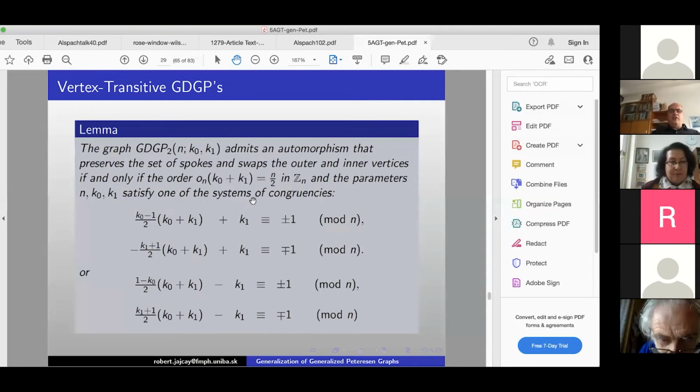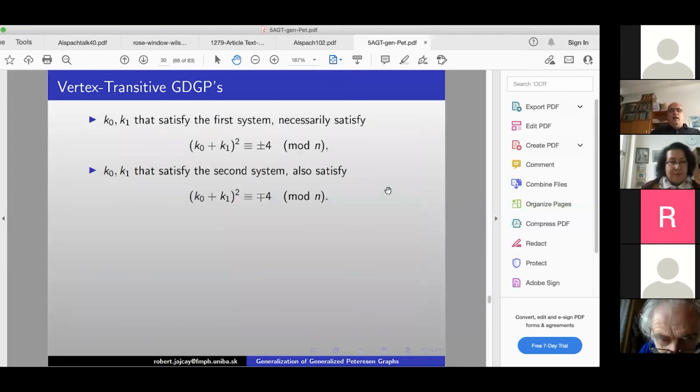And the conditions take a form of much more complicated congruences, but still congruences. And more complicated because I have two numbers. So I can check if this and this is true, or this and this is true, and this is true, then I have a special automorphism, an automorphism that preserves the spokes and swaps the outer and inner vertices. And that one is interesting because that one allows me to go from the outside to the inside. And so I have a good way of deciding whether a specific automorphism exists.